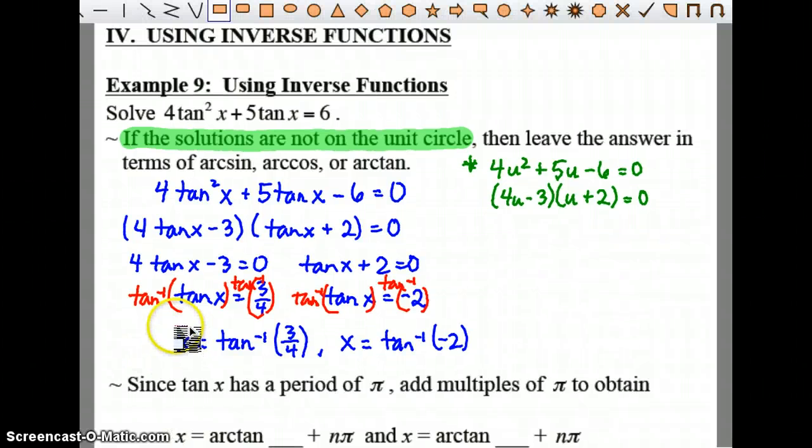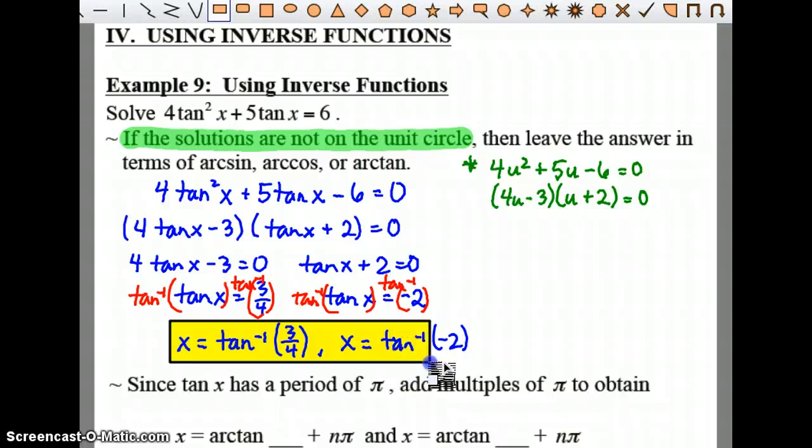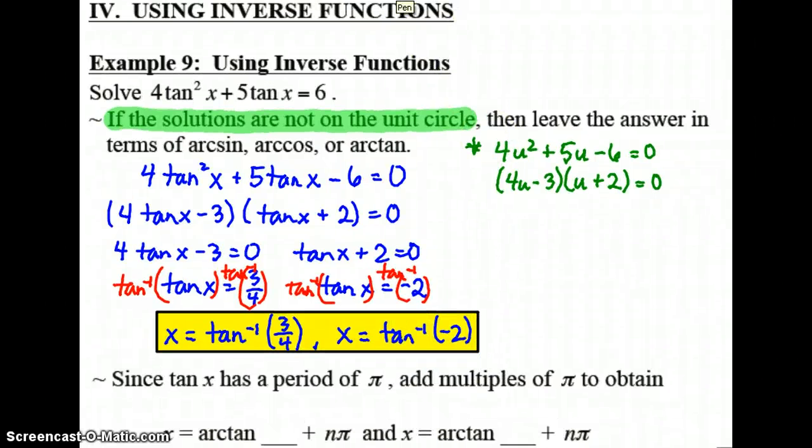And remember, you only do this whenever your values are not on your circle. You just leave them in terms of arcsine, arccosine, arctangent. Now remember, if these were arcsines or arccosines, 3/4 is between -1 and 1, but -2 would be an extraneous solution because your cosine and your sines are only between -1 and 1, so -2 would not work.